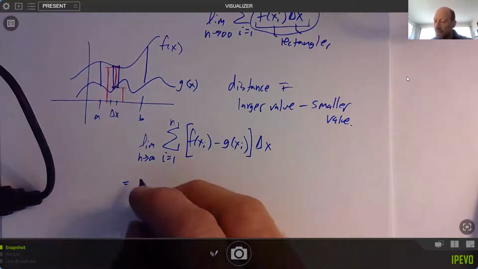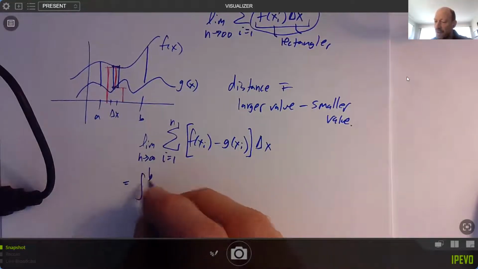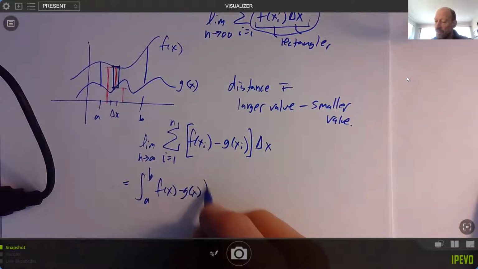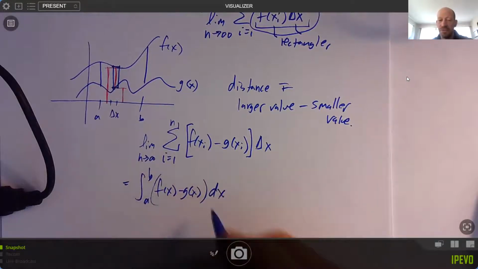So this becomes the definite integral from a to b of f of x minus g of x dx. And depending on what f and g are, this is certainly a definite integral that I could find the antiderivative of and then use the fundamental theorem to calculate it.